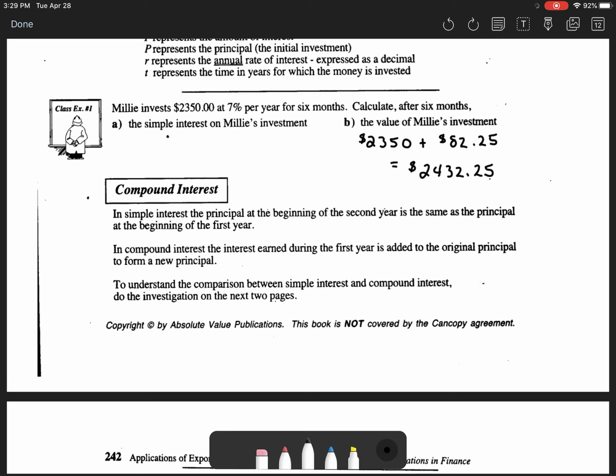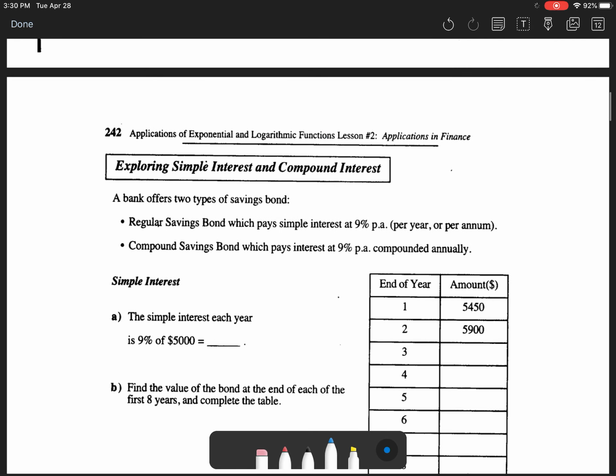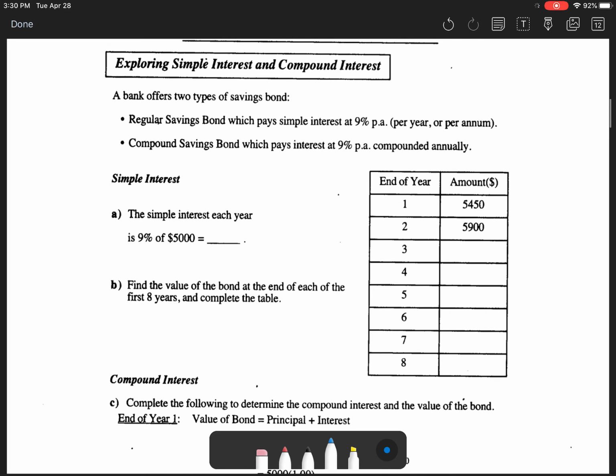So now we get into compound interest, which I mentioned at the beginning of the lesson is what we're really kind of interested in because it creates an exponential curve, or it is an exponential function when we look at the equation. So it reads like this: in simple interest, the principal at the beginning of the second year is the same as the principal at the beginning of the first year. In compound interest, however, the interest earned during the first year is added to the original principal to form a new principal. So to understand the comparison between the two, that's what we're going to do on the next couple pages. Take a look at how they are different and what they look like when we graph them.